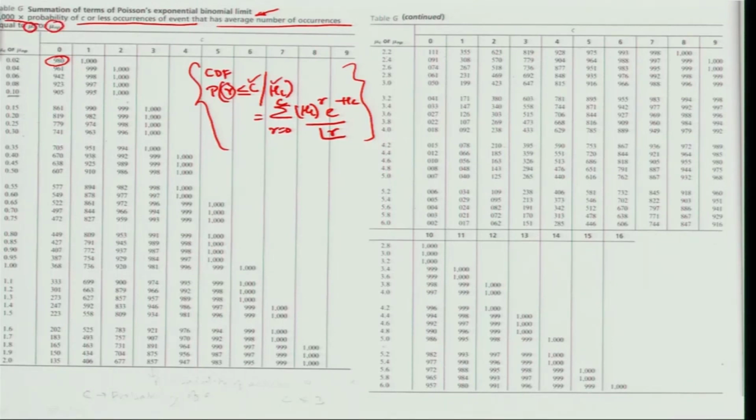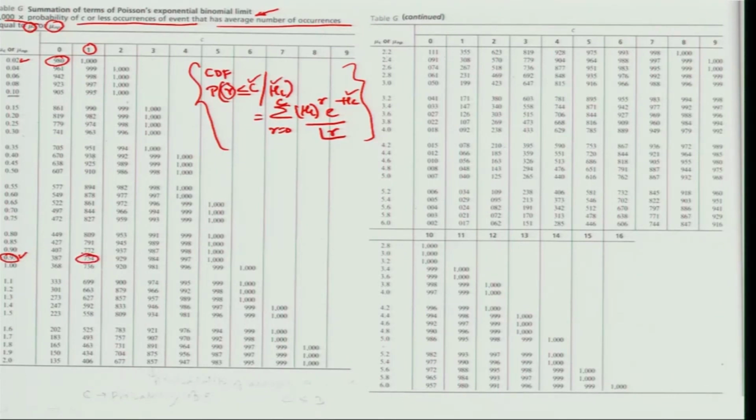If you see, if the mu c value right about here is, let us say, 0.02, and the number of occurrences are exactly 0 times or 1 time, the probability is 0.98 and 1 respectively. Similarly, if the mu c is around 0.95 and the occurrences are, let us say, 1 time or less, the total cumulative distribution is 0.754.